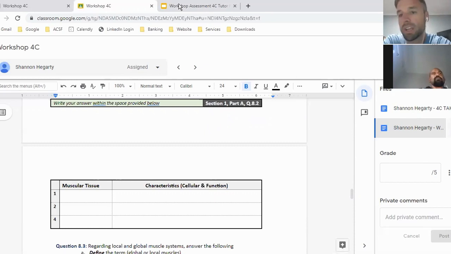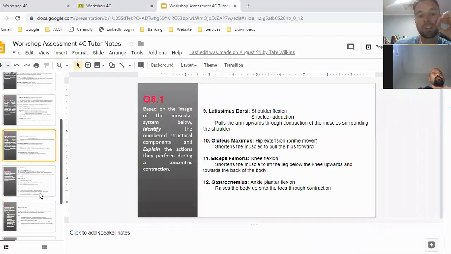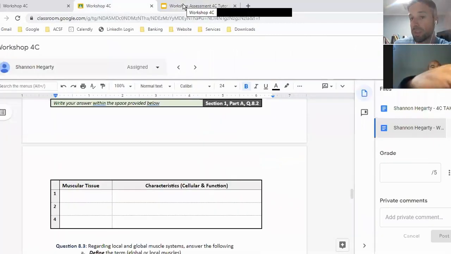So I'll run through them. The first type of muscle that we have is skeletal muscle. Everything that we've just talked about is what we call skeletal muscle tissue. Some of the characteristics of skeletal muscle tissue: it's under voluntary control. What that means is we send nervous system signals to the skeletal muscle.